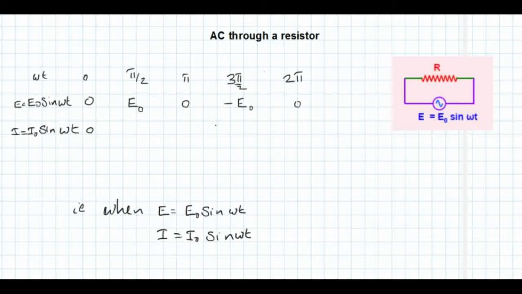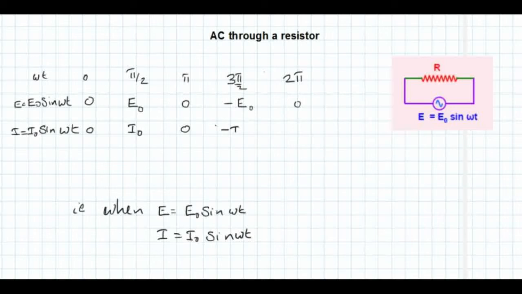Then when omega t is equal to pi by 2, sin pi by 2, that is sin 90, and we know sin 90 is equal to 1. So this value sin omega t will become 1. 1 into I0 is I0. So the value of current is I0. Next, pi. Sin pi is equal to 0. Sin 180 is 0, we know. So 0 into I0 is again 0.